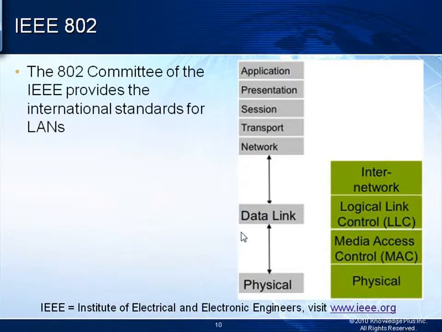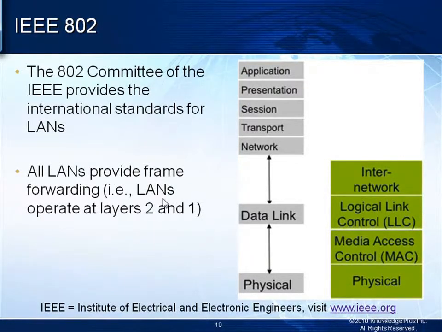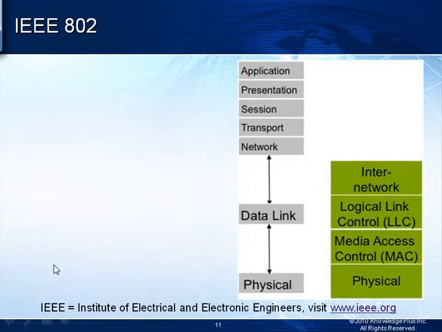So let's take a look at the overall group of layers and sublayers here. The 802 committee of the IEEE provides the international standards for these LANs. All LANs provide frame forwarding. Remember, the payload of a LAN frame is typically an IP packet. And the LANs here are operating at layer 2 and layer 1. So we're seeing here from the data link layer and physical layer, layers 2 and layer 1 is where the functionality occurs.